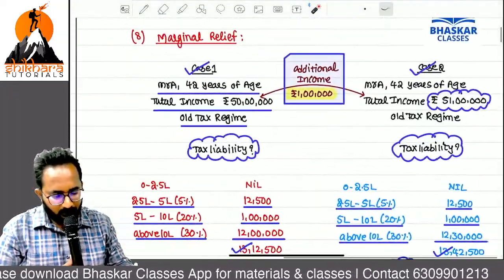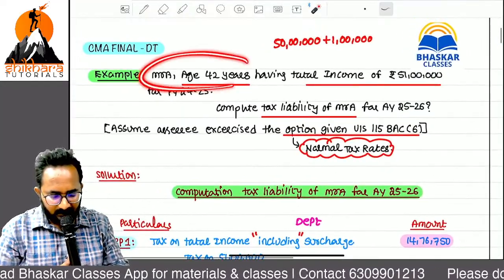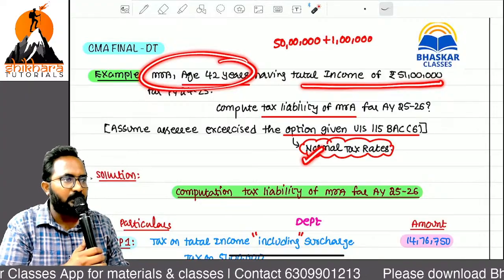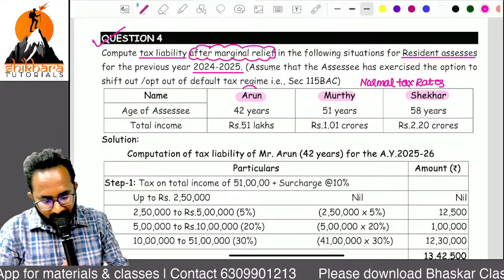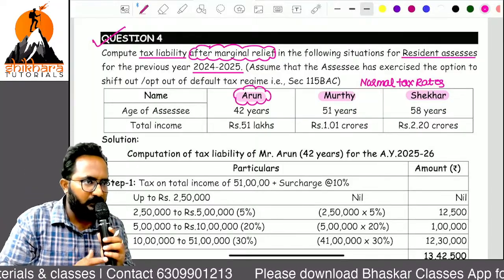Yes ma? This is only the question. Mr. E is 42 years having the income 51 lakh, following the normal tax rate. That is only workbook. Question number 4, Arun case. Already we solved. No need to solve again.